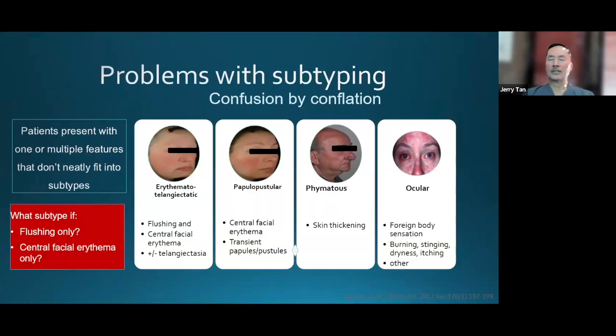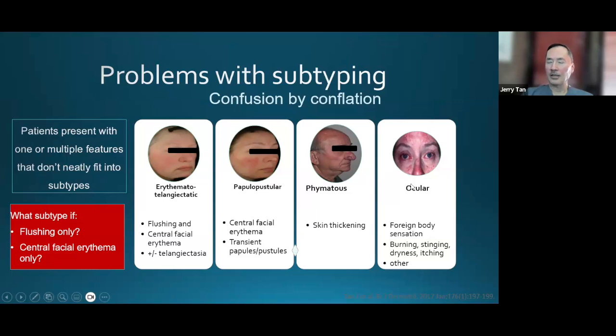The problem with subtyping is what I call confusion by conflation. Patients present with one or multiple features, and they don't necessarily neatly fit into each of these subtypes. So what do you do? You make them fit, or you don't make them fit at all. And if they don't fit, what are you going to call that patient? What would you call a patient who has flushing only?